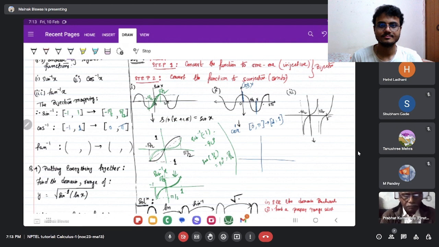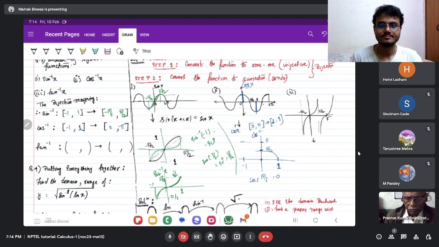At 1, what is the value? If I put in 1, what is cos inverse? At 1 it's 0, right? Yes. At 0, if I put the value of 0, when is cos theta 0? Pi by 2. Cos pi by 2 is 0. Yes. And cos pi is -1, right?